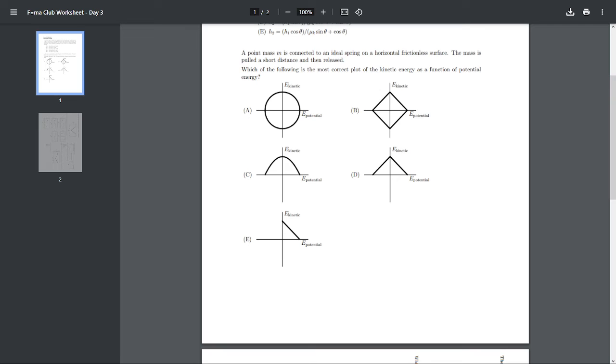Okay, next one's pretty simple. A point mass m is connected to an ideal spring on a horizontal frictionless surface. The mass is pulled to shorten the spring. Which of the following graphs of the energy is correct? Basically, it's just a graph of the energy.